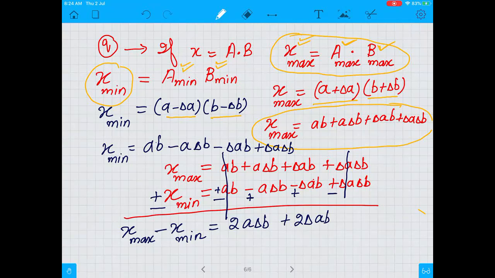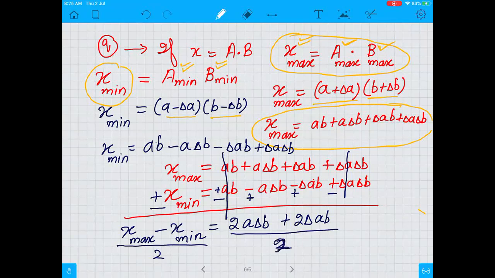Since you are subtracting the minimum value of x from the maximum value of x, this is the range of x. Now you see, if you divide the range by 2, you will get the uncertainty.